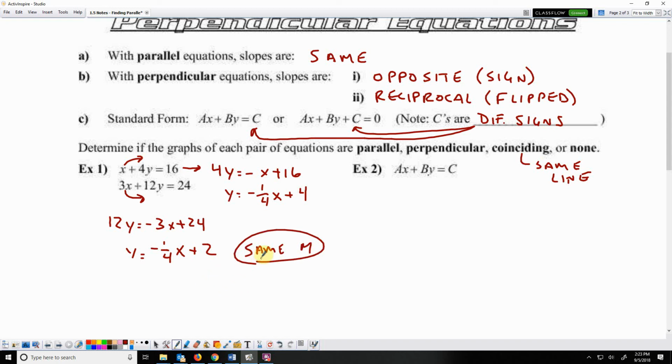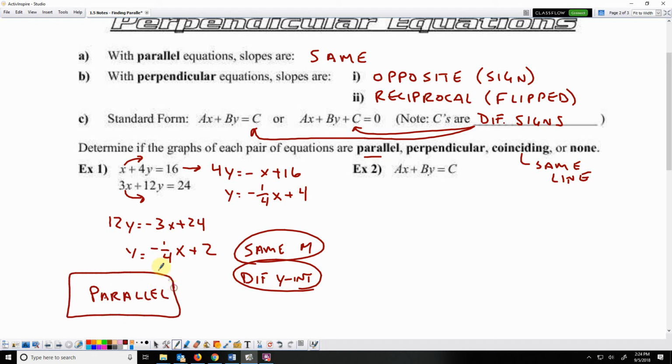When I have the same slope, my lines could be parallel or they could be coinciding. So I look at the y-intercept. I have a different y-intercept, 2 and 4. Same slope but different y-intercept means they are parallel lines. If they were the same slope and the same y-intercept, they would be the same line, so they would be coinciding.